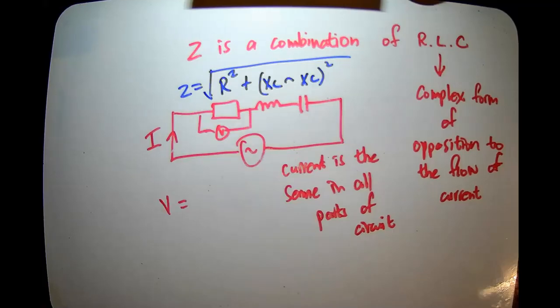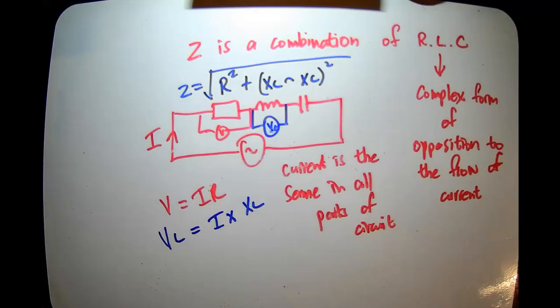So we can calculate the volt drop across the resistor, and we can calculate the volt drop across the inductor and across the capacitor. The volt drop across the resistor will be I times R. Across the inductor, I times XL. Across the capacitor, I times XC. Okay, because the current is the same right through the circuit.